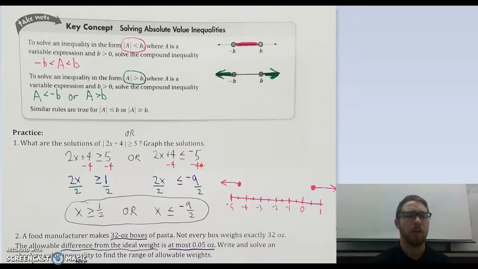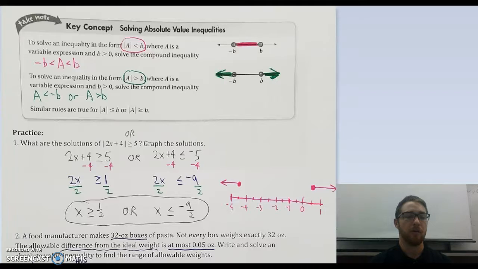Once I have those two though, I still follow my same steps. So subtract 4, divide by 2, I get x is greater than or equal to 1/2. Subtract 4, divide by 2, I get x is less than or equal to negative 9 over 2. Since those were OR, remember you're going to go in two separate directions. So if I graph that, x is greater than or equal to 1/2 goes off to the right. Or x is less than or equal to negative 9 over 2. So negative 9 over 2 is here, and it goes off to the left. Making sure that these are filled in because those can be equal to.